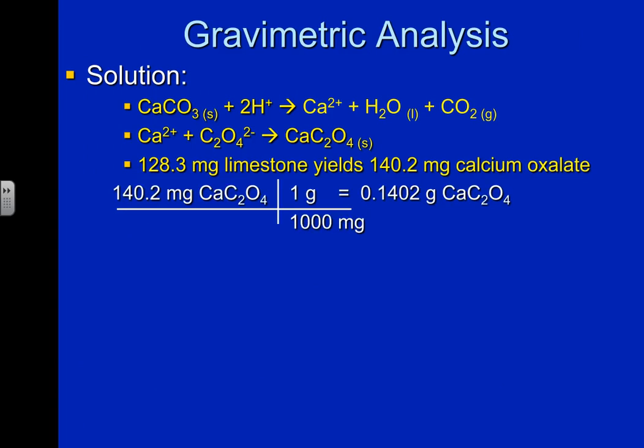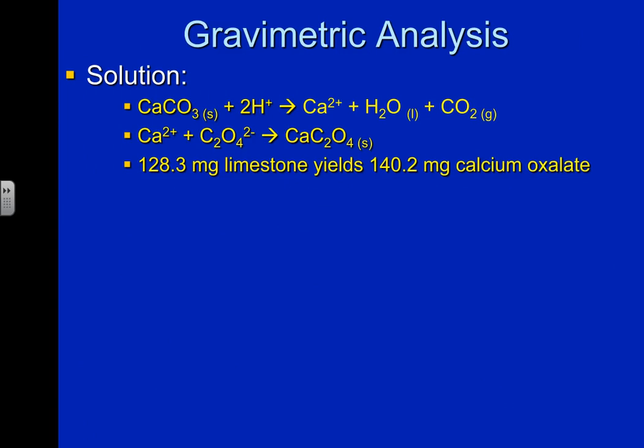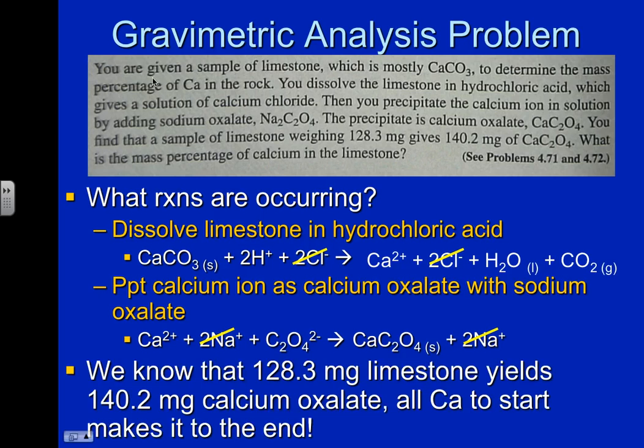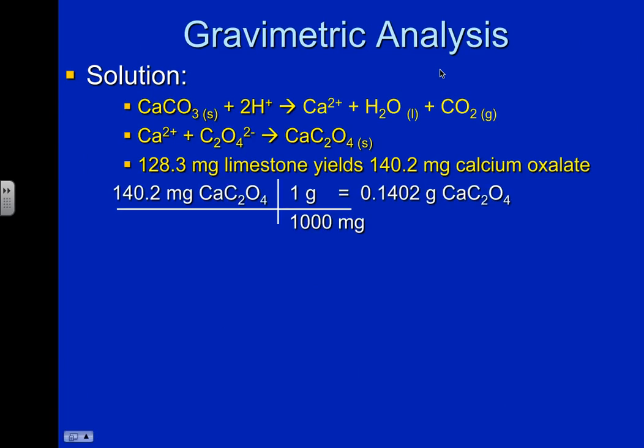I don't know, because they said back in the problem, let me go back a second, my apologies. They said that a sample of limestone, which is mostly calcium carbonate, what that means is that it's not all calcium carbonate. However, the calcium oxalate part, I know that that's made of pure calcium. So this has to be my starting point. And my first step is pretty straightforward. Just get the milligrams into grams.